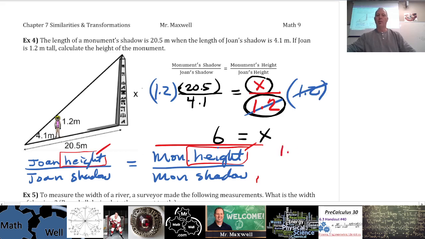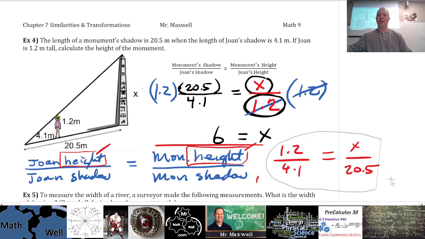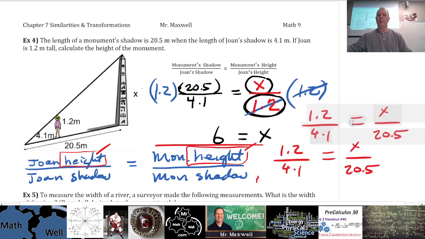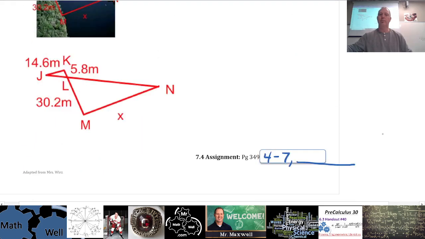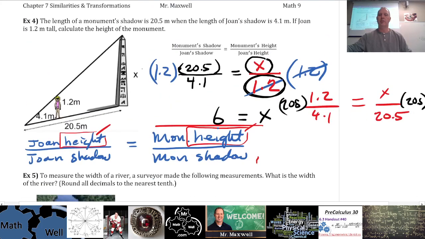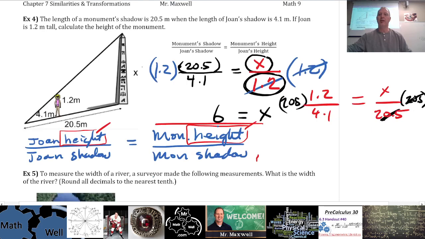So Joan's height, that would be 1.2 divided by 4.1, should equal monument height, x, over 20.5. Okay? And when we solve that, I think this is where you'll start to see why this is exactly the same, because when you solve this proportion and multiply both sides by 20.5, these 20.5s are gone. They divide out to 1.